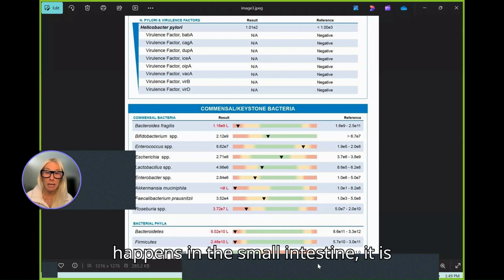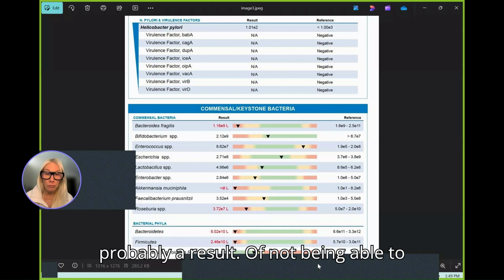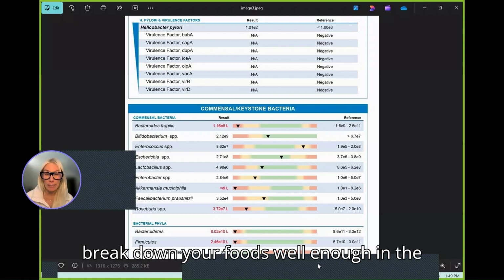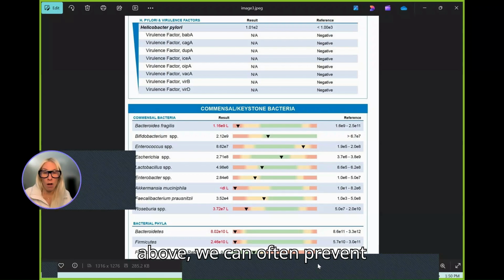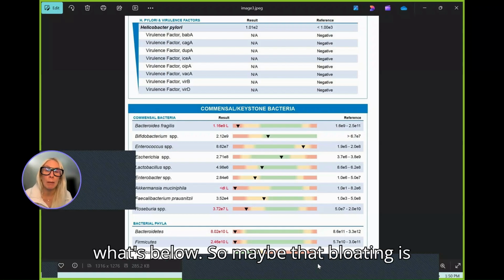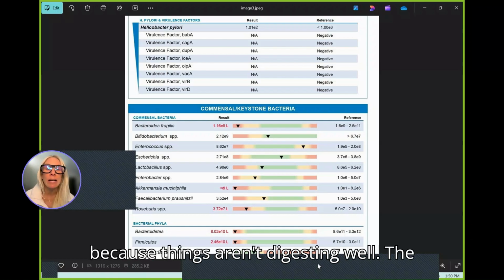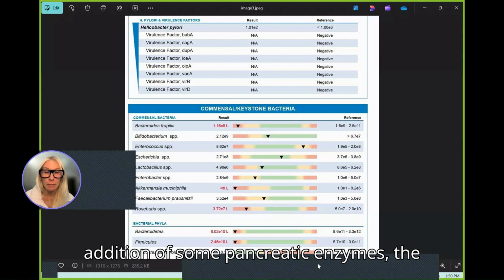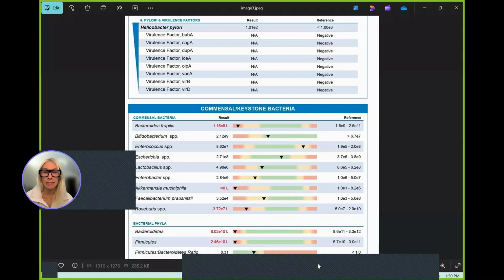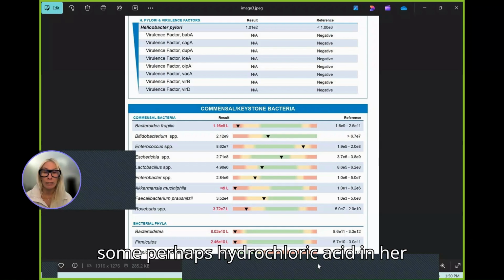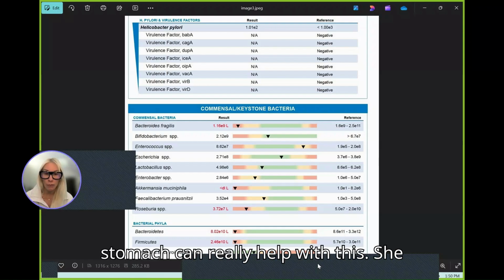And so I would consider, when we think about bloating, which happens in the small intestine, it is probably a result of not being able to break down your foods well enough in the stomach. So by addressing what's above, we can often prevent what's below. So maybe that bloating is because things aren't digesting well. The addition of some pancreatic enzymes, the addition of some things to help her break down that fat, right? Some bile acids, some perhaps hydrochloric acid in her stomach can really help with this.